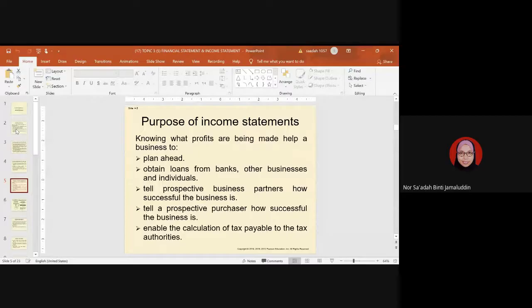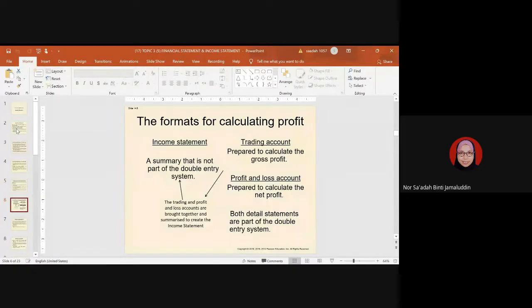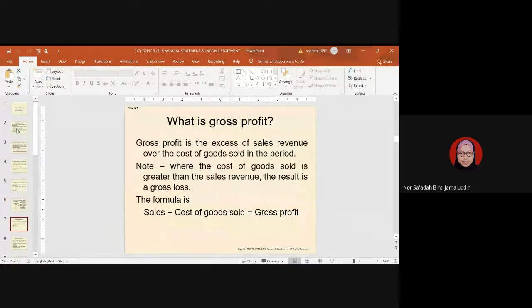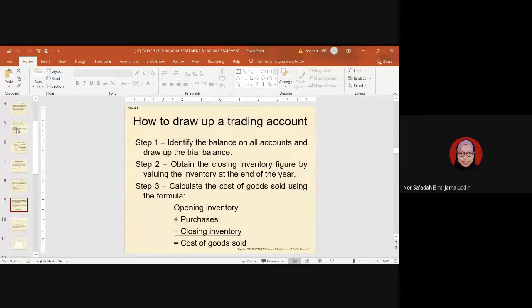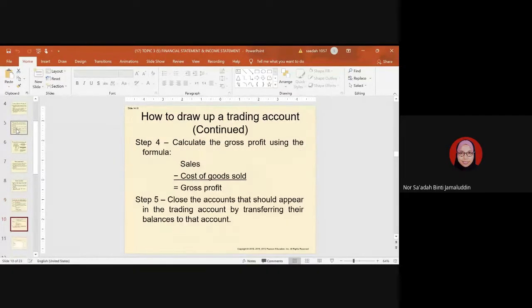Okay, the purpose of the income statement, we already learned in the second class, on why we do the income statement. Of course, we want to calculate our company's profit. It can help our company in calculating our tax payables. This is the format. What is a gross profit? You must remember all the formats in our statement. What is net profit? How to draw up a trading account?